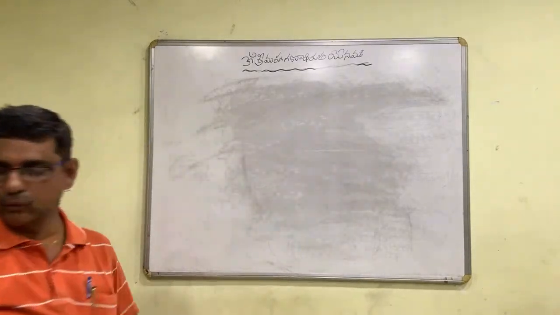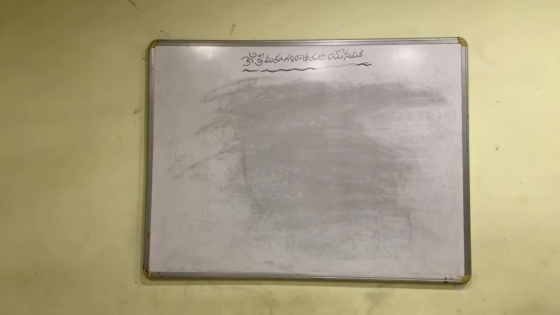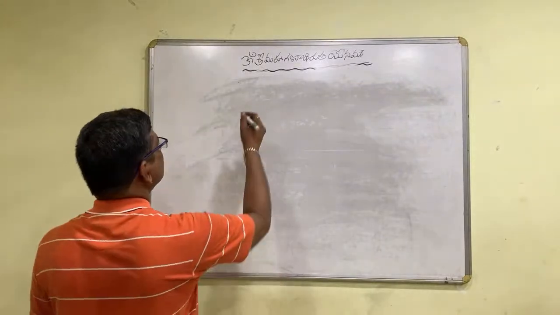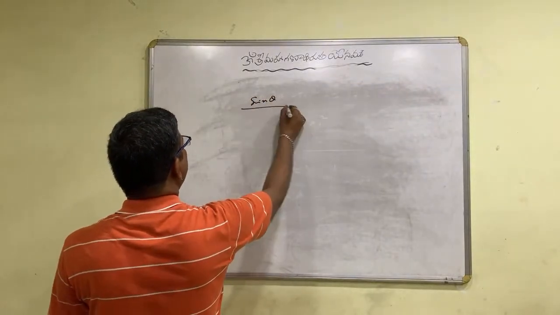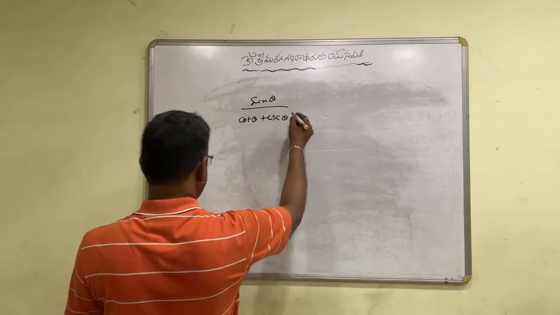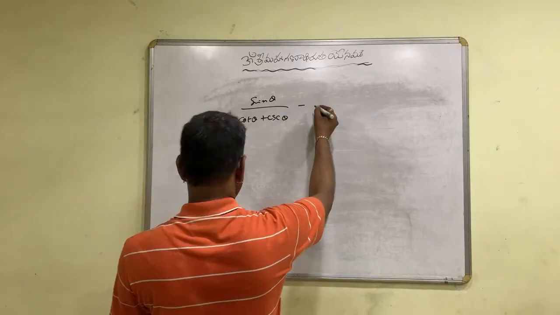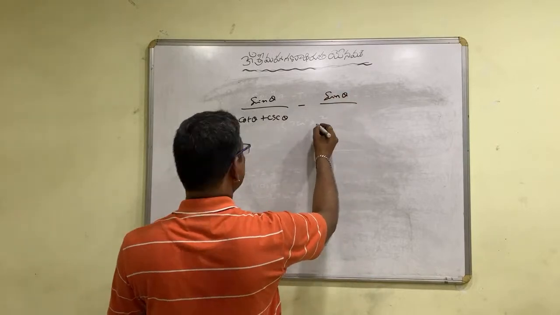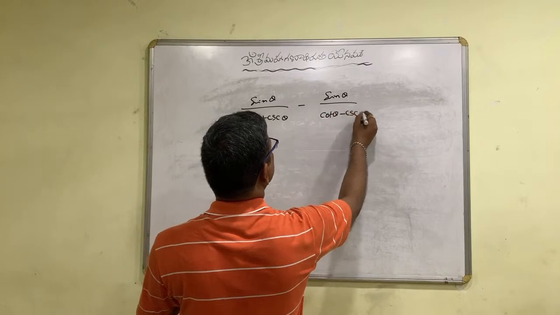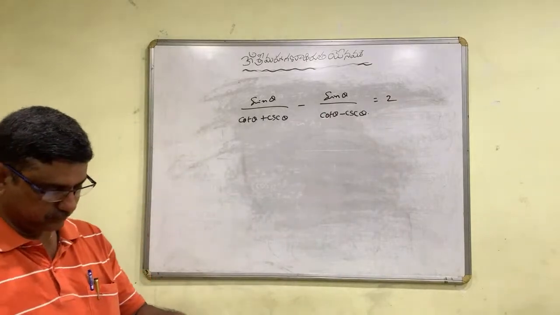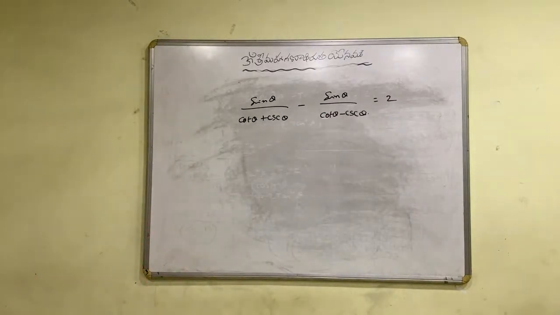Next one. I am going ahead with the 8th problem. Sin theta by cot theta plus cosecant theta minus sin theta by cot theta minus cosecant theta. We need to prove the result is 2.